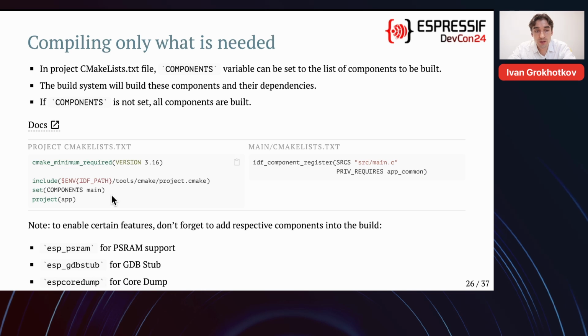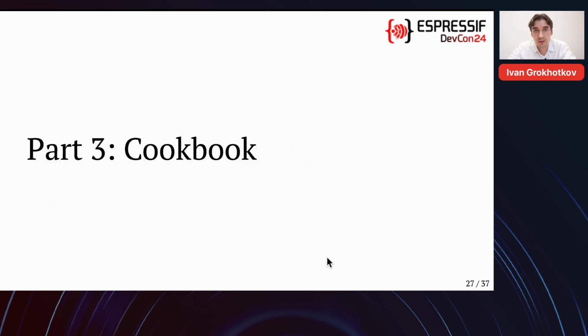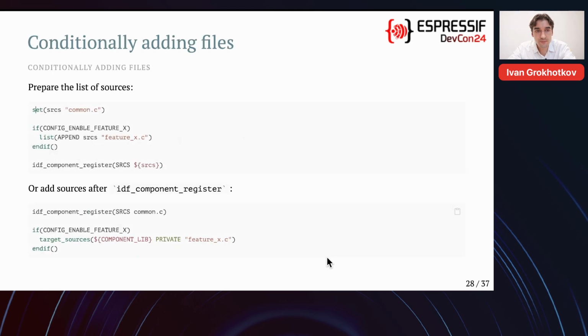And you can include them either by adding them to this list of components, or by adding them as a dependency into one of the CMake list file of your components. Now that concludes the second part of the presentation. We have walked through the main things that you need to know when creating the application, and now I will give you a set of recipes for different things that you might want to do within the build system.